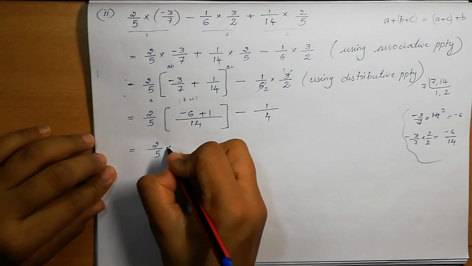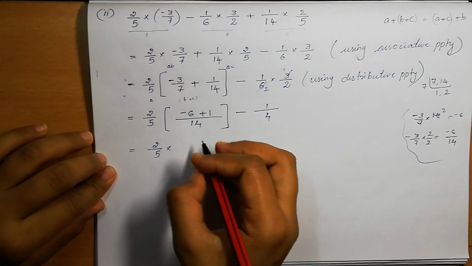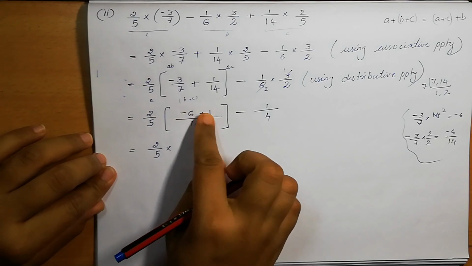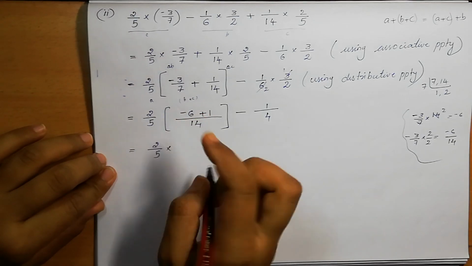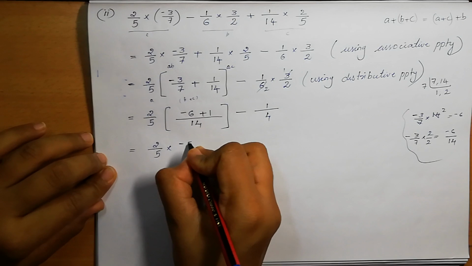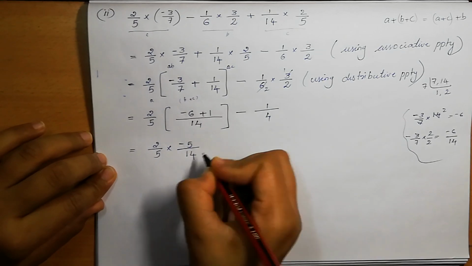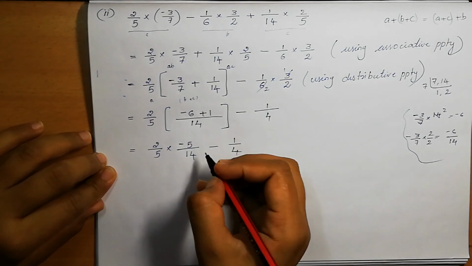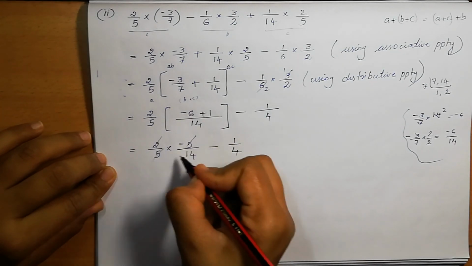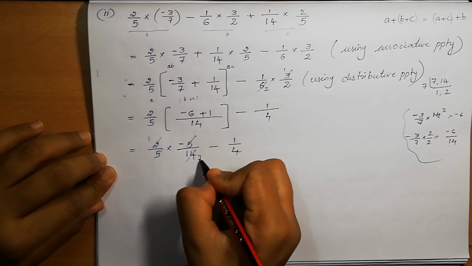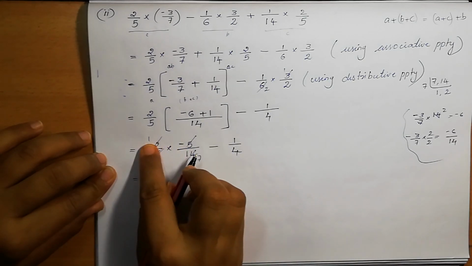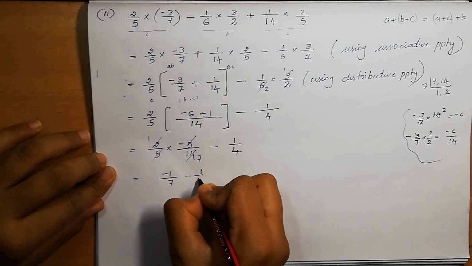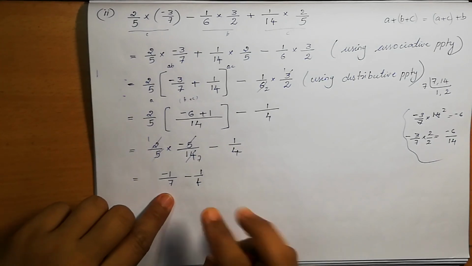So 2 by 5 into minus 6 plus 1. What is the answer? The symbols are different, means we need to subtract and give the bigger number's symbol. Here the bigger number's symbol is minus. So minus 6 plus 1 is minus 5 by 14 minus 1 by 4. Correct. So 5 cancel. Next 7 2s are 14. So here we will get minus 1 by 7 minus 1 by 4.